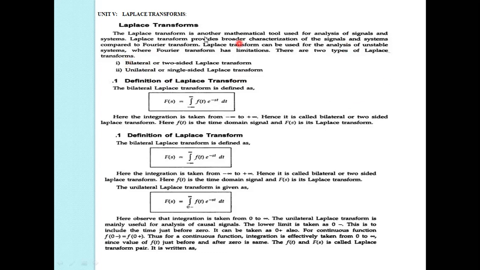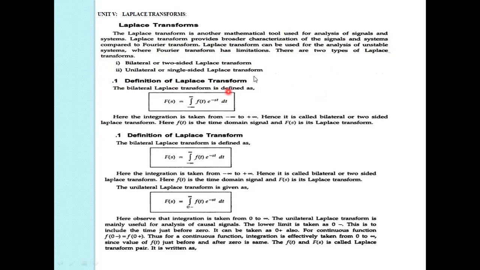The Laplace transform is another mathematical tool used for analysis of signals and systems and provides a broader characterization of signals and systems compared to the Fourier transformation. The Laplace transform is used for analysis of unstable systems where the Fourier transform has some limitations. There are two types of Laplace transformation, bilateral and unilateral.